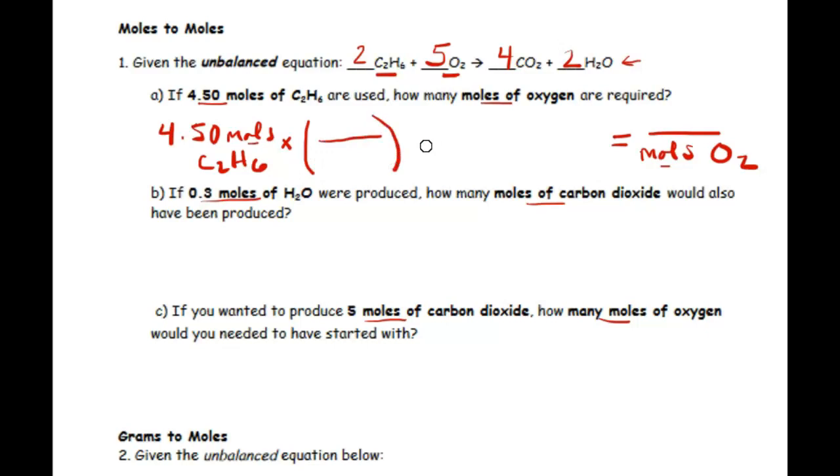So in order to get, let's give ourselves a little bit more space here, because this is only a one-step problem. What we're going to do is we have moles C2H6, so we want C2H6 to be in the bottom here, in our conversion factor. Moles C2H6. There are, according to our equation, 2 moles of C2H6 per every 5 moles of oxygen.